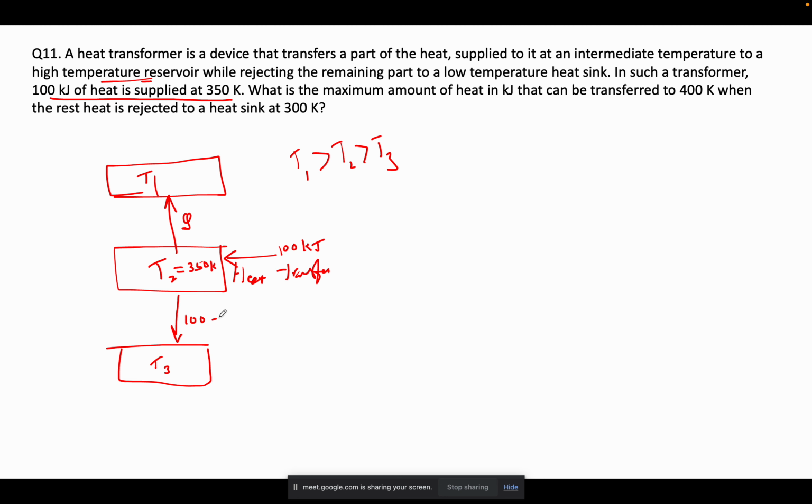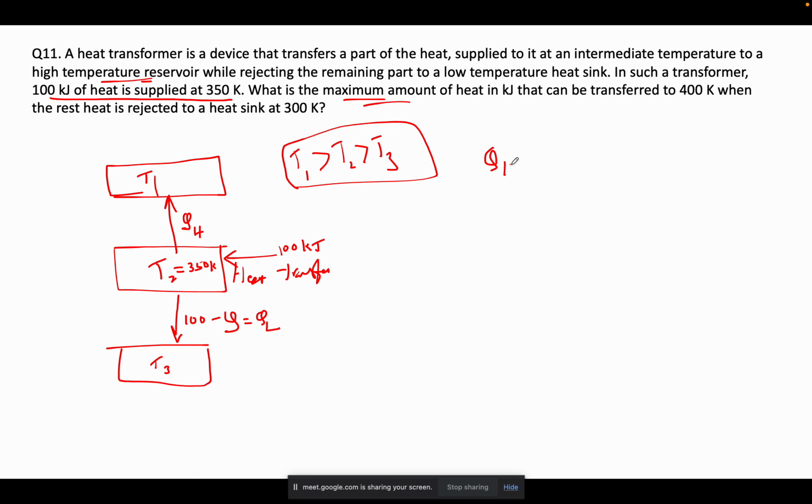100 minus Q. Yes or no? Correct? No, you have to transfer 100 minus Q. Now since they are telling us the maximum amount, in case of maximum amount, all these processes should be reversible, and when the processes are reversible, the amount of heat that is rejected or accepted, say this one I am assuming as QH, and this one I am assuming as Q low.